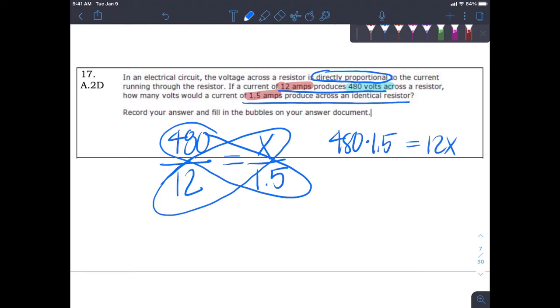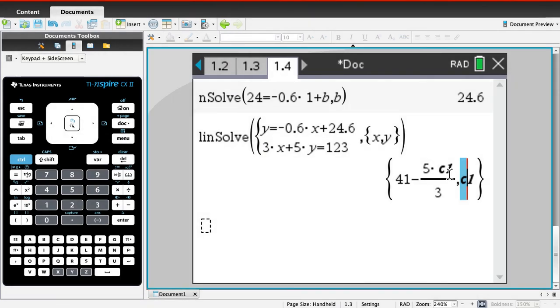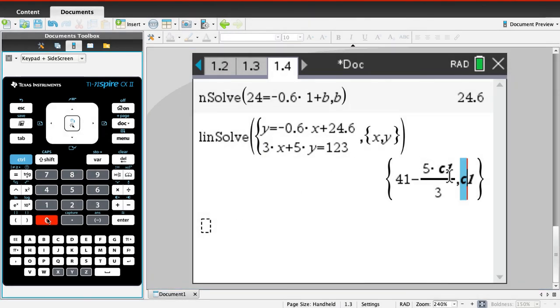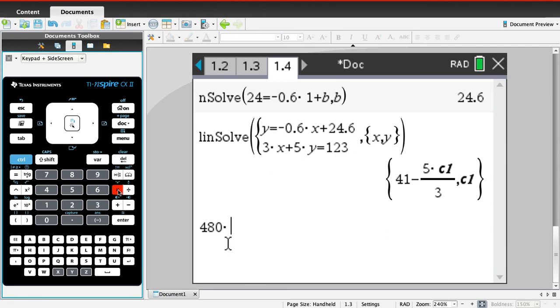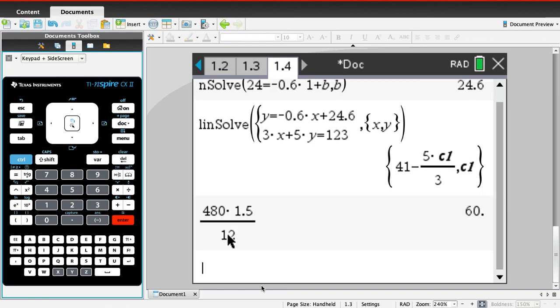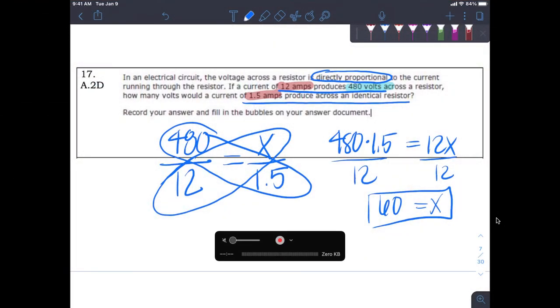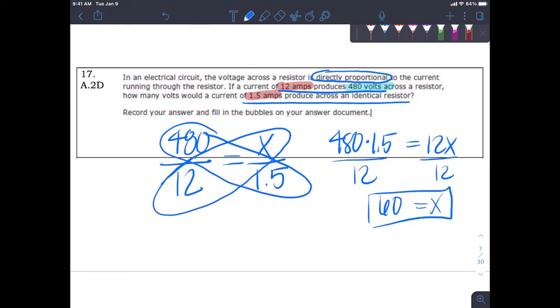And I see that I have a coefficient of 12, so I'll divide by 12. And I find out that x is equal to whatever that is. So I'll go ahead and type that in. 480 multiplied by 1.5, all divided by 12. 60. So my x value should be equal to 60. Now, there is another way to solve this. I can use nsolve to verify my answer.